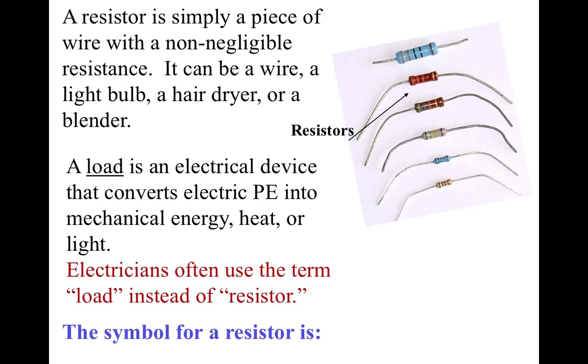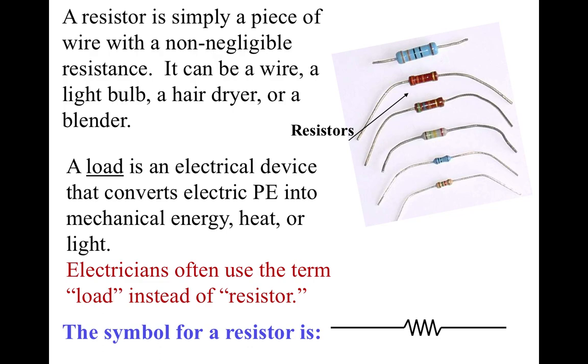The symbol for a resistor, this is the last thing you need to know about resistance, is this. It looks kind of like a squiggly line. This symbol is in your reference table as well. When you're asked to draw a schematic diagram and you have a resistor in there, this is what you'll need to use. So that's really it for resistance.